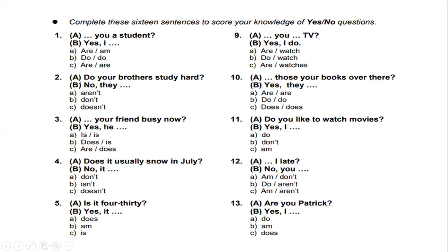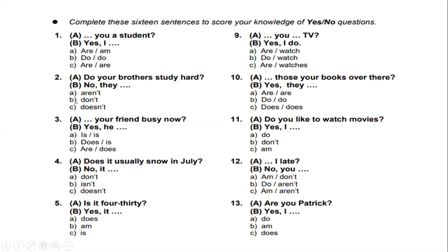Excellent. Number two. What about number two? Do your brothers study hard? No, they aren't. A ver, ¿qué auxiliar estamos utilizando? Ajá, veamos el auxiliar. Estamos utilizando do. Yo sé que ahorita el tema es verbo to be, pero siempre que ustedes vean un auxiliar diferente a be, como el caso de do, significa que cuando yo voy a responder con una respuesta corta, utilizo ese mismo auxiliar, ¿verdad? No, they don't.